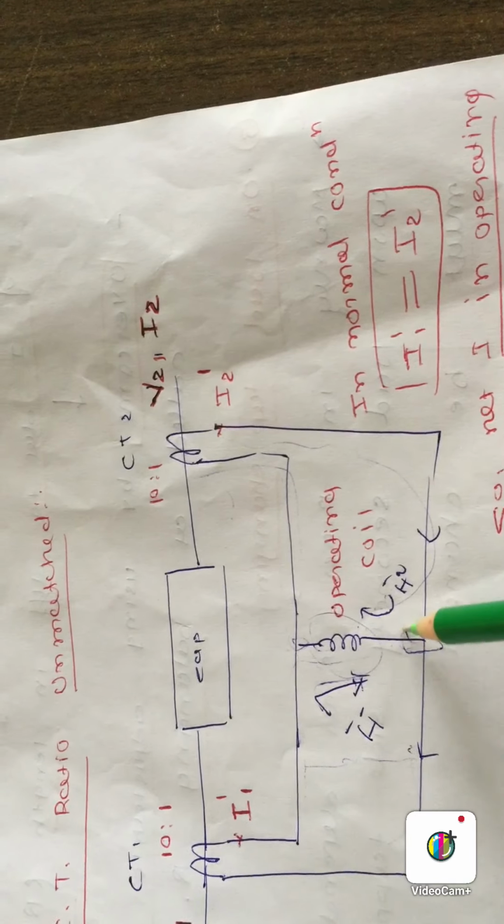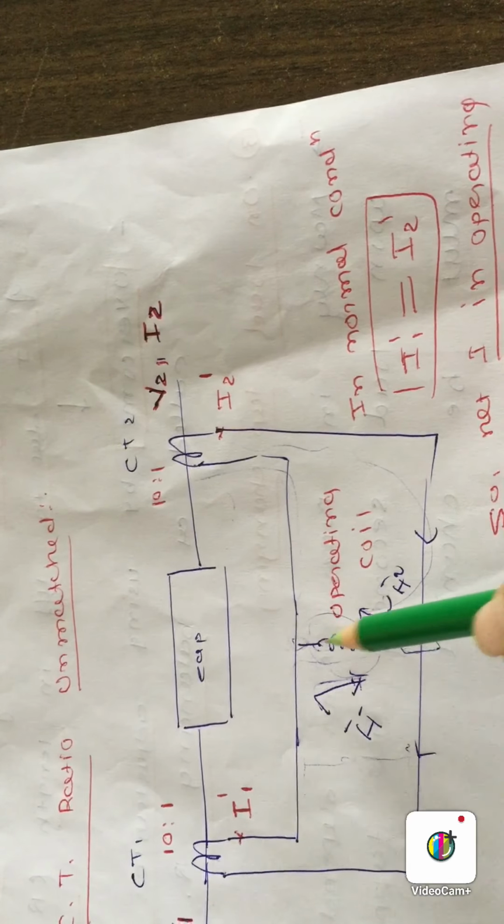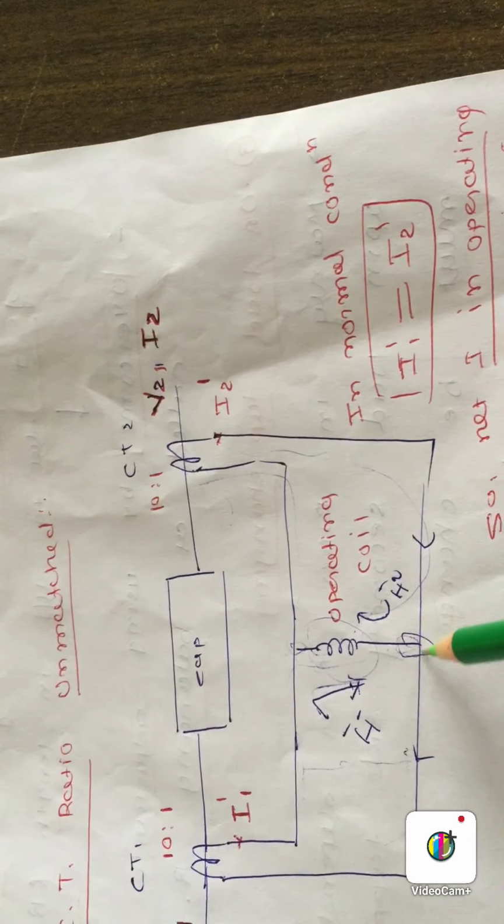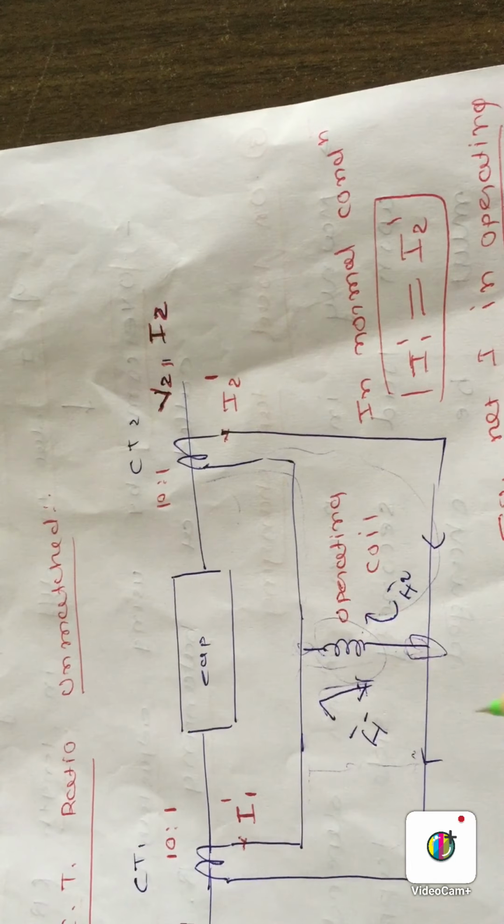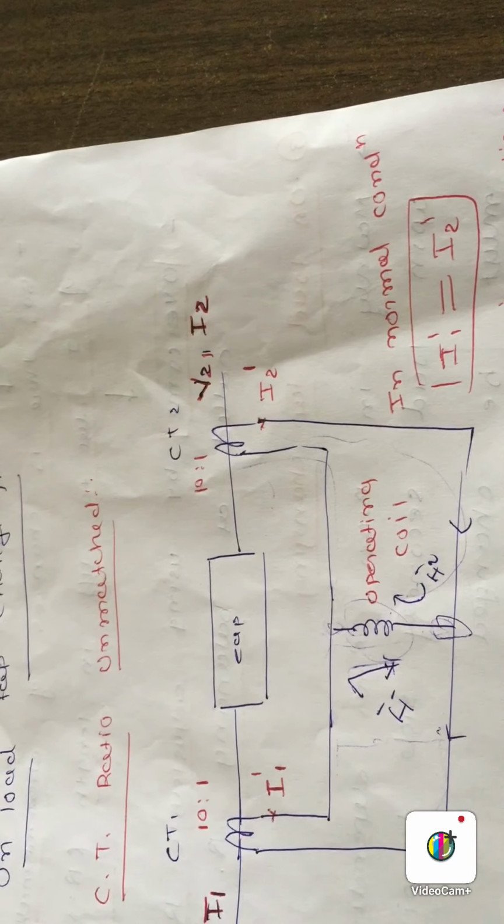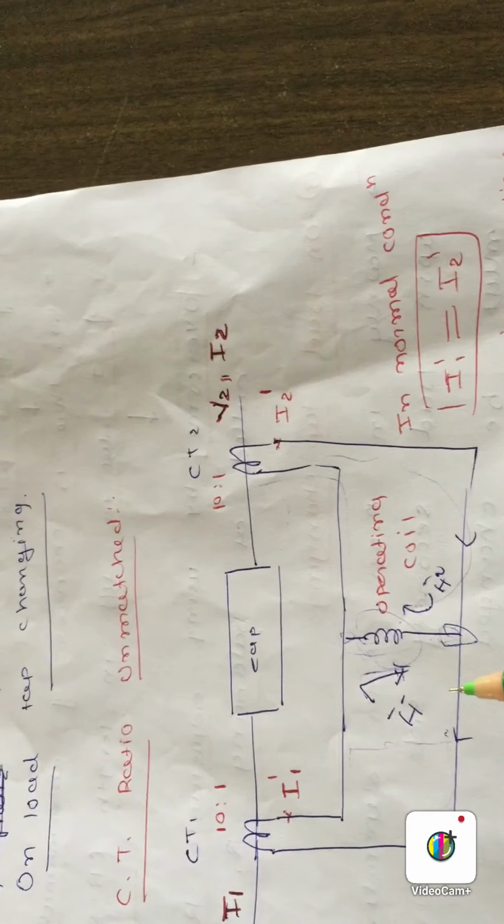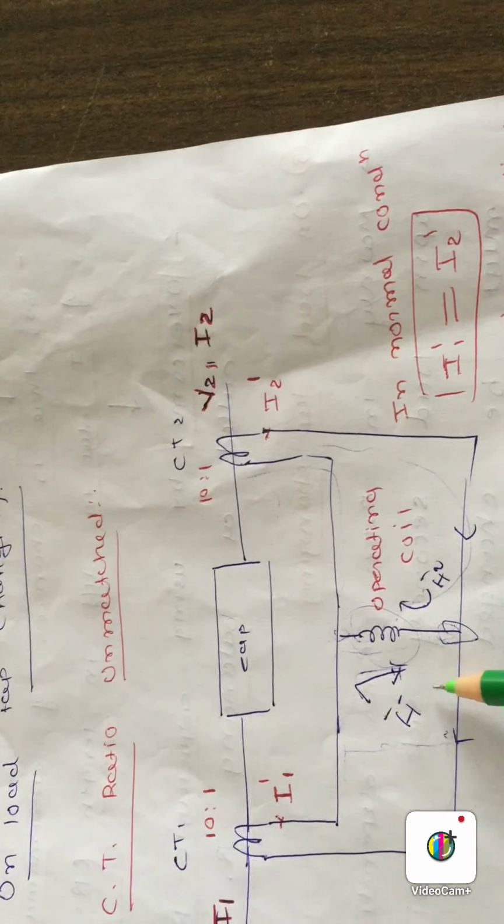But in many applications it is not possible to provide the operating coil at just the center. In all applications, we cannot connect the operating coil at the exact midpoint. So that will produce the difficulty, due to the difference in pilot wire length.